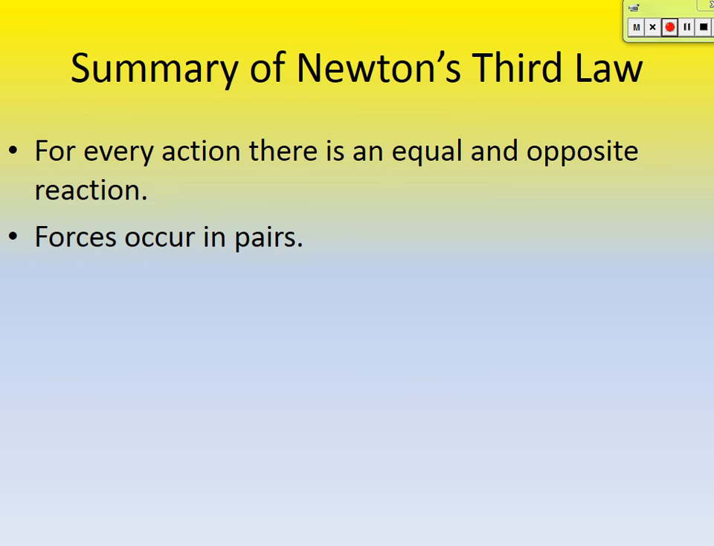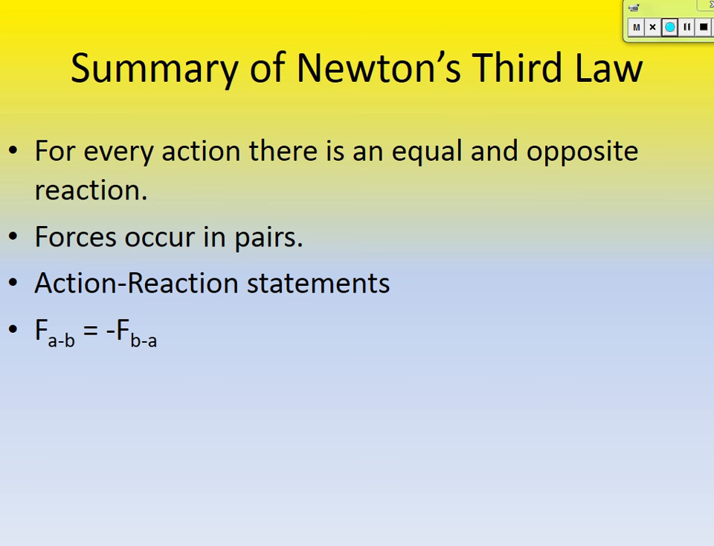Okay, and then finally, Newton's third law. Forces always occur in pairs. And here's our equation that we're going to use. The force that A puts on B is equal to the negative force that B puts on A. For every action, there's an equal and opposite reaction. Okay, very good. That's Newton's laws. We're going to use them for the rest of this physics course. And hopefully that makes more sense.